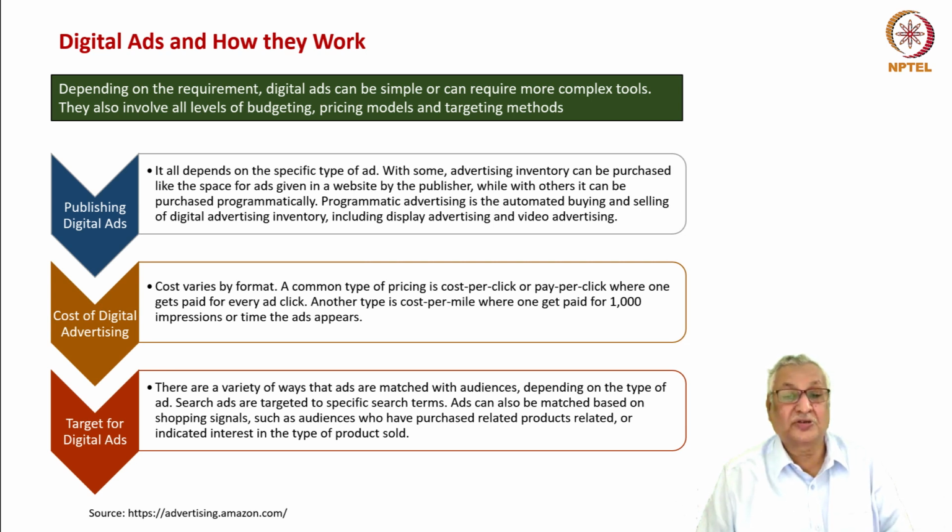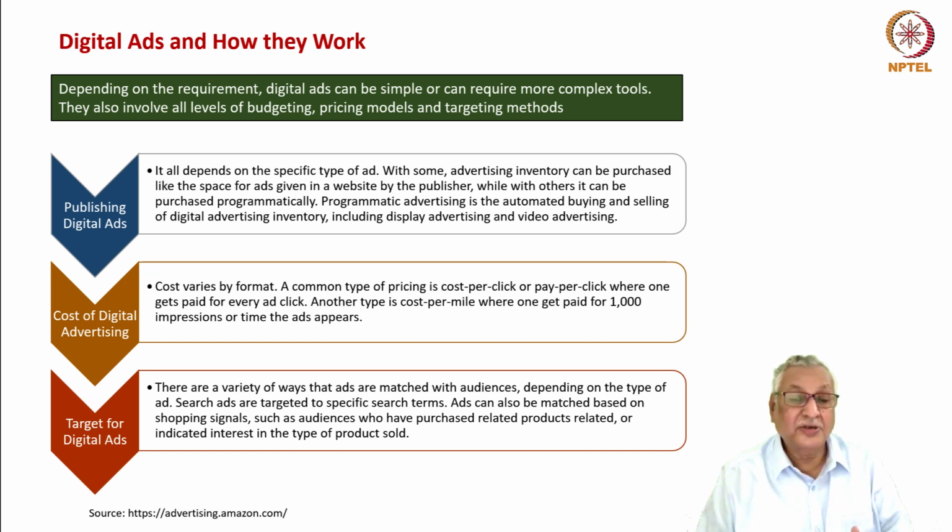Then you have cost, which could vary by format. Cost per click is most famous and rendered even more famous by Google. Then you have pay per click, again Google's. Another type is cost per mille, where one gets paid for the first 1,000 impressions, or the time the ads appear. Then the target for digital ads depends on the audiences.